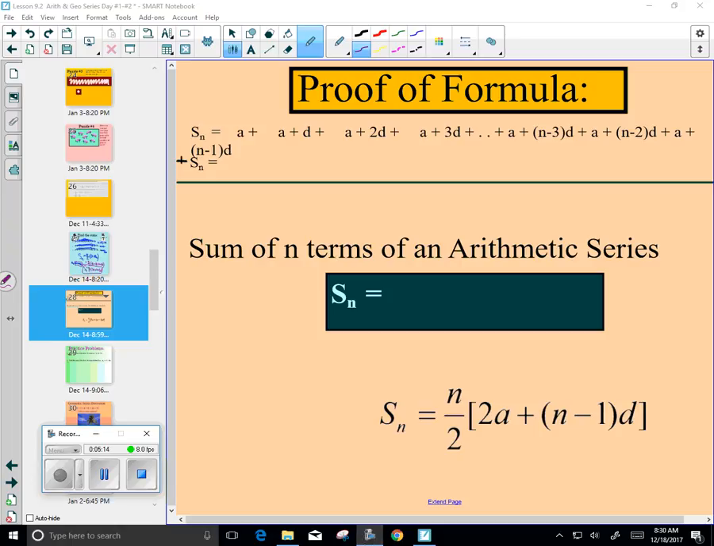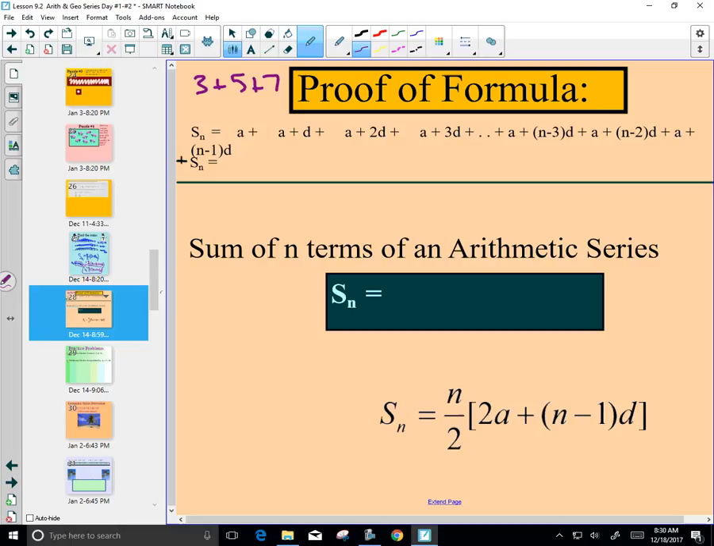So to prove this with formulas, here's what somebody very clever did. They took the first term, a, the next term, let's say you had 3 plus 5 plus 7. You're taking 3 and adding a difference of 2. And then to get 7, you're taking 3 and you're adding 2 differences of 2. Then you're taking 3 and you're adding 3 differences of 2. All the way to the last one, which is n minus 1 times d.